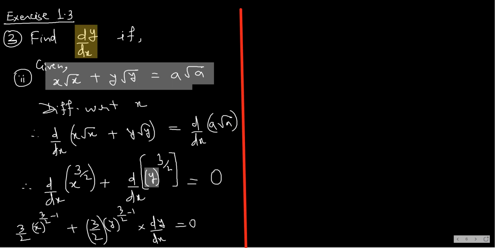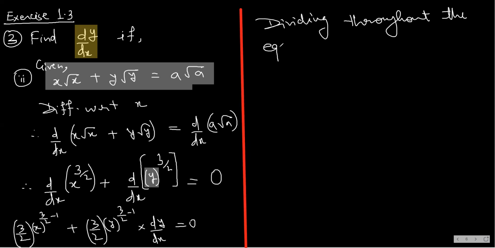What you can do is, see, 3 by 2 is here and here both. So you can divide throughout by 3 by 2, and that 3 by 2 is now cancelled. So you can write here dividing throughout the equation by 3 by 2. So we will get therefore x raised to 1 by 2 plus y raised to 1 by 2 dy by dx equals to 0.